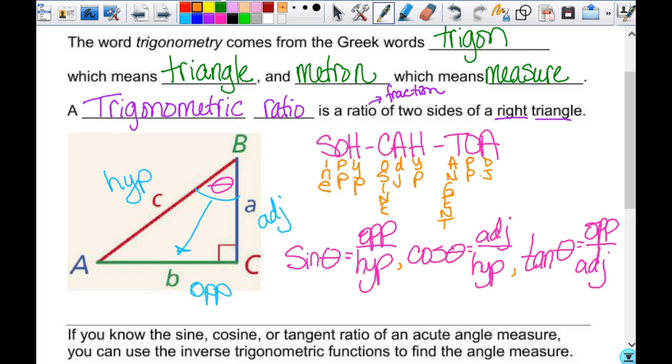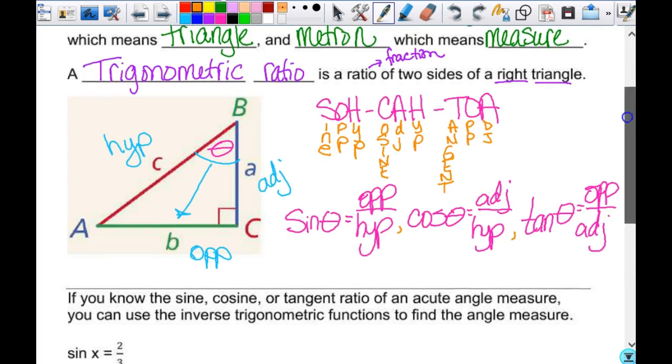Which means you also know secant, cosecant, and cotangent. So secant theta would be what over what? Hypotenuse over adjacent. Cosecant would be hypotenuse over opposite. Cotangent is adjacent over opposite. Which is basically what we've been doing on the circle. We've just been looking at them as x and y and r.